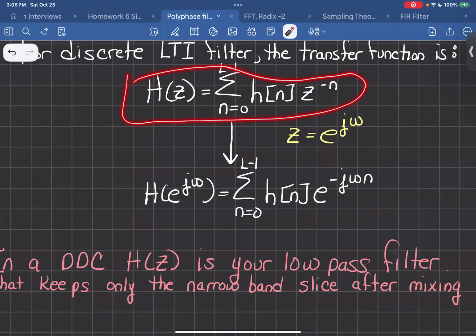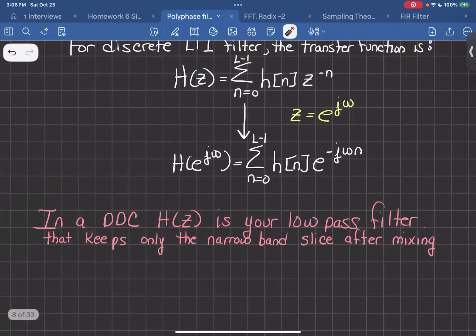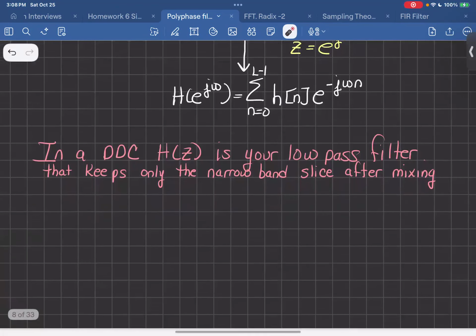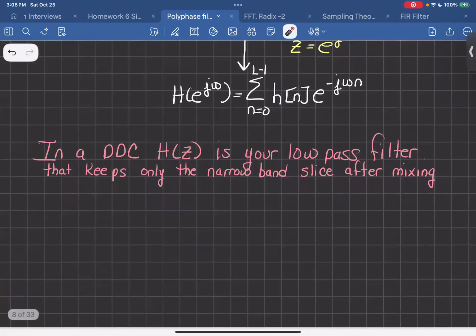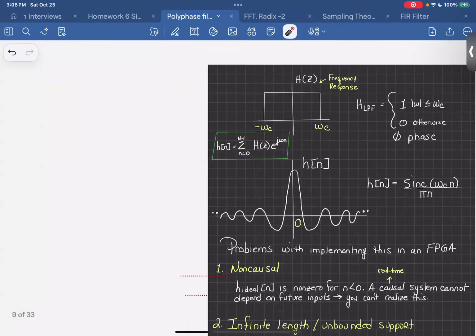And now that you know the mapping between the two, you should be able to understand and follow what I'm about to say. So in a digital down converter, H of Z is your low pass filter. Now you can make many types of filters, but we are interested in a low pass filter that keeps only the narrow band slice after mixing, okay? And that's what we want. We want our magical frequency.